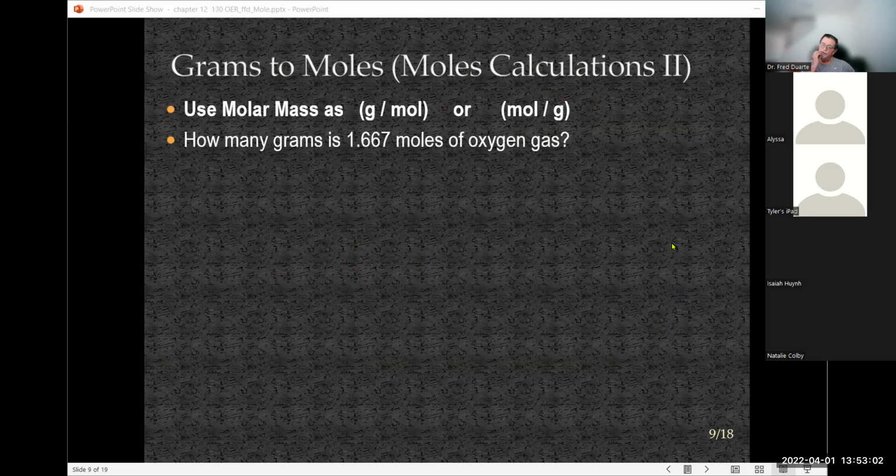Now here it's asking you, how many grams is 1.667 moles of oxygen gas? Okay, how many grams? So let's write down what we're given and what we know. We are talking about oxygen gas. So again, like we did earlier, 32.00 grams per mole. Maybe we need that. I don't know, maybe we do.